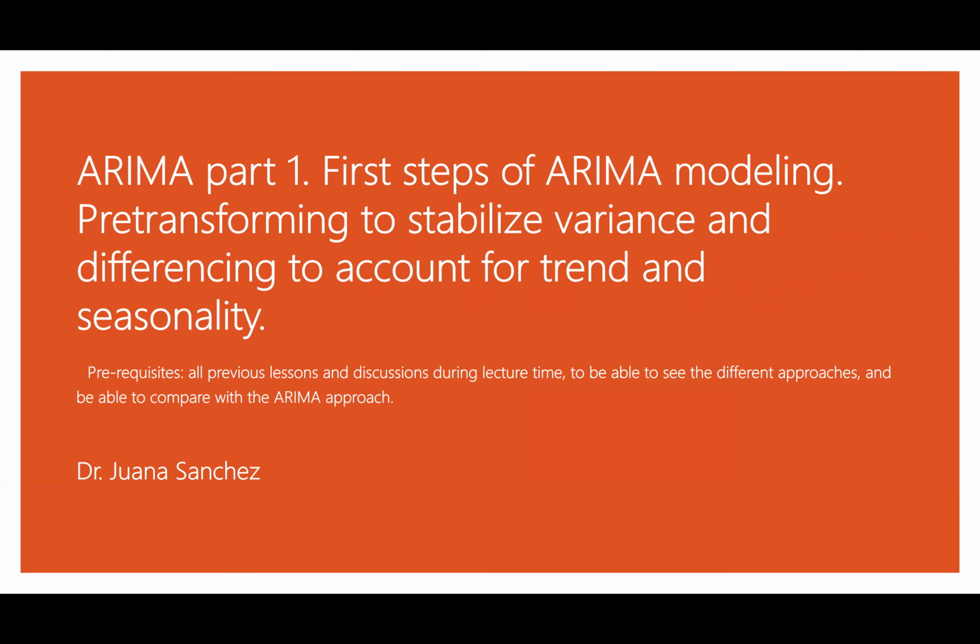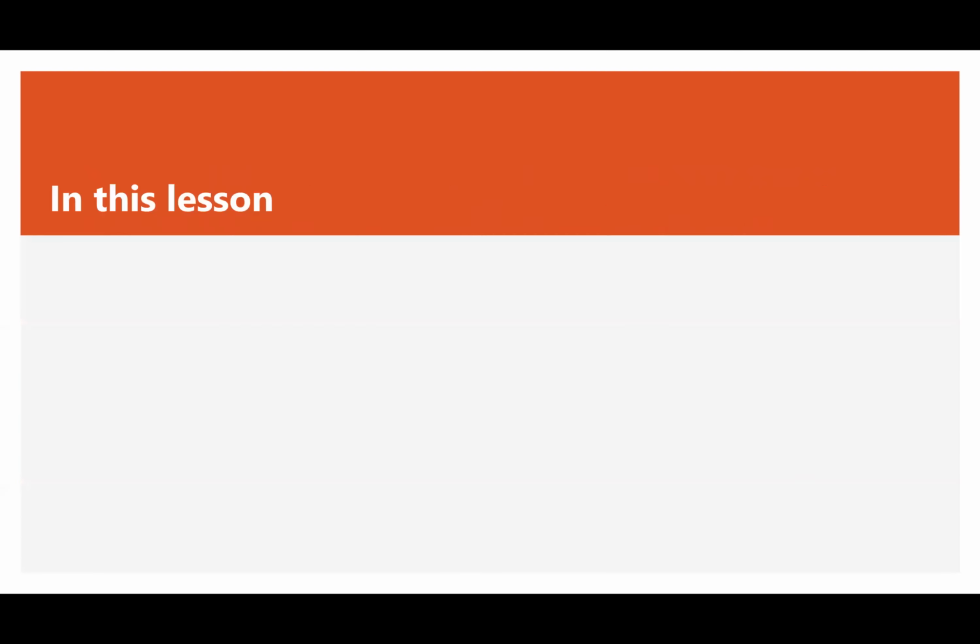This lesson is about the first steps we must take to do ARIMA modeling. That is why it's called ARIMA Part 1. There will be ARIMA Part 2 and Part 3 in future lessons. So the first steps of ARIMA modeling are pre-transforming to stabilize the variance of the time series and then differencing to account for trend and for seasonality.